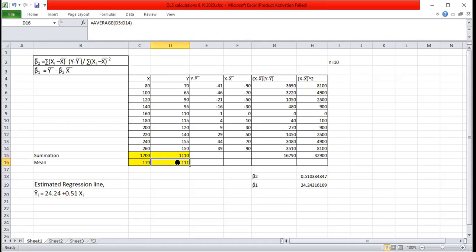And then what is this? This is the average. You can have the average function in Excel, or if you have already added, you divide that summation by 10. I could do this summation by 10, and still you get 111. So y bar is 111. So what will be the first value of y minus y bar? 70 minus 111.